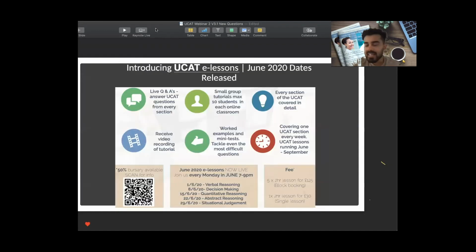So in terms of the e-lessons, they are 2-hour lessons, firstly, and every single e-lesson is dedicated to a particular topic of the UCAT. So, for instance, tomorrow's will be the verbal reasoning, as on the timetable there. Decision-making thereafter, and every single section covered throughout the month.